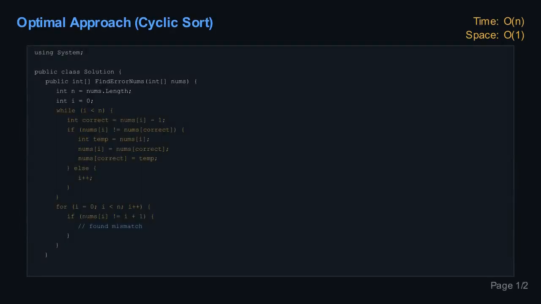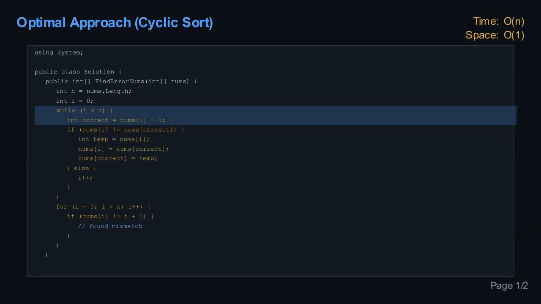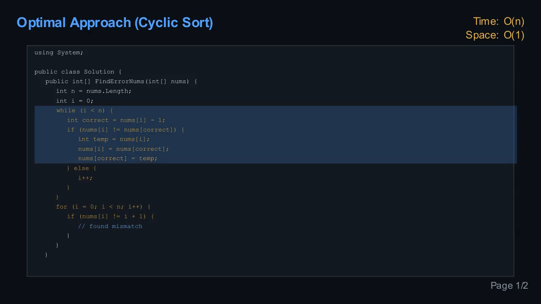The key insight here is that in a perfect array, every number belongs at the index equal to its value minus 1. We iterate through the array, and if the current number isn't at its correct position, we swap it with the number that is currently occupying its rightful spot. We keep swapping until the current index holds the correct value, or we find a duplicate.